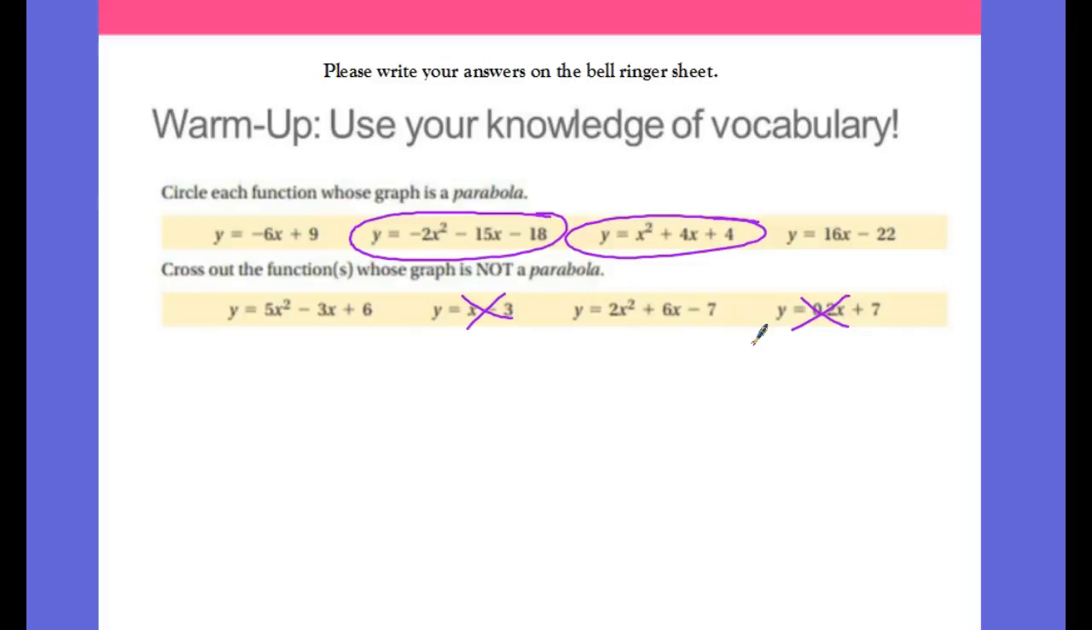So the ones that we crossed out or didn't circle, what type of graphs will they give me? We focused on them for a long time. What type of graph will this, and this all end up being? Yeah, like a line. They're just normal. They're just lines, guys. These are linear equations. They're y equals mx plus b.